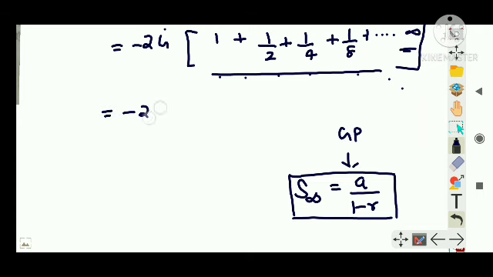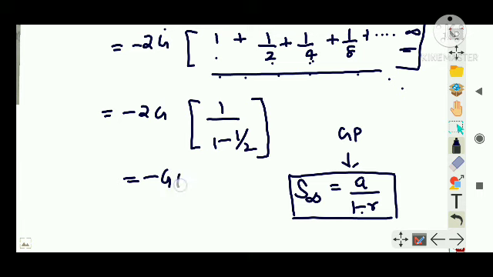So minus 2 by g, a, that is the first term, 1 divided by 1 minus common ratio. The common ratio is 1 by 2, 1 by 4 divided by 1 by 2 is also 1 by 2. So the common ratio is 1 by 2, right? So you can find the answer as minus 4g, right? The answer is minus 4g, right? That is your net potential.